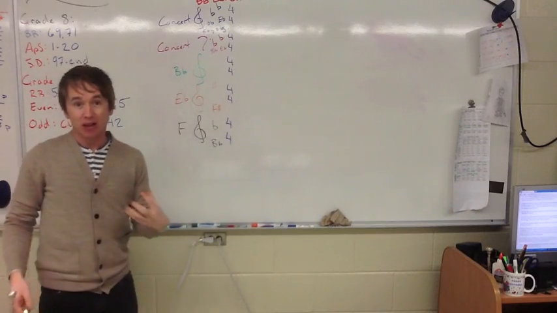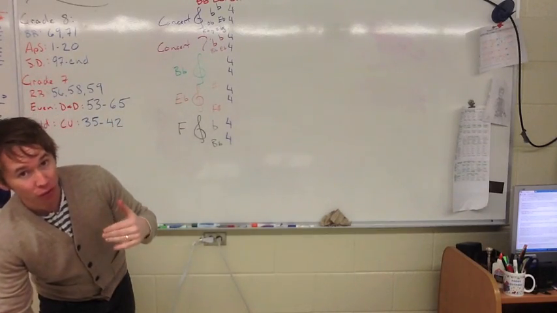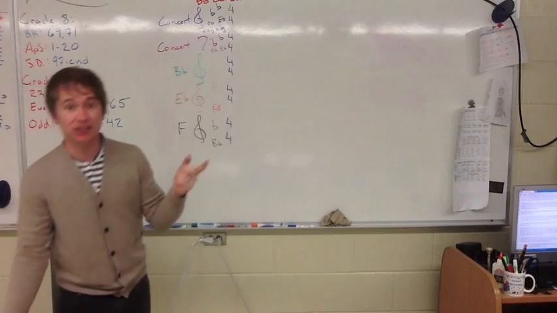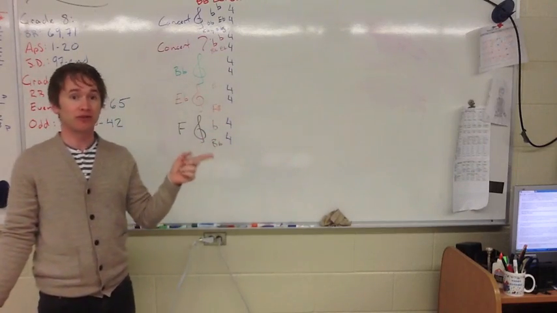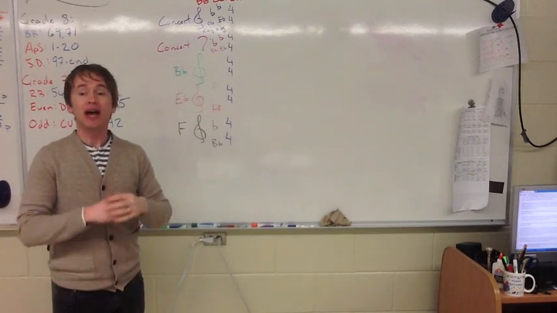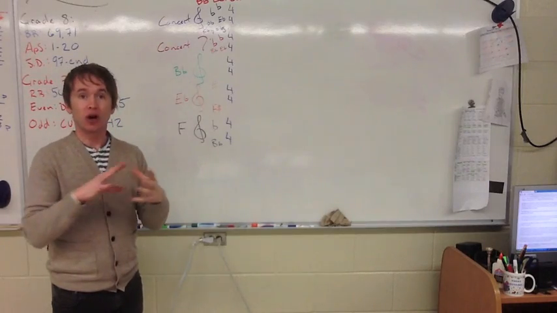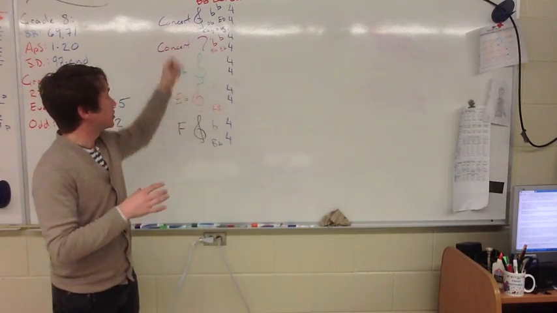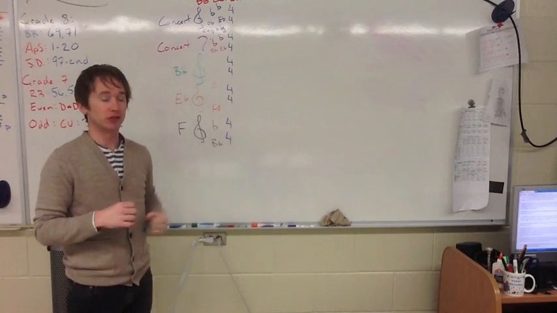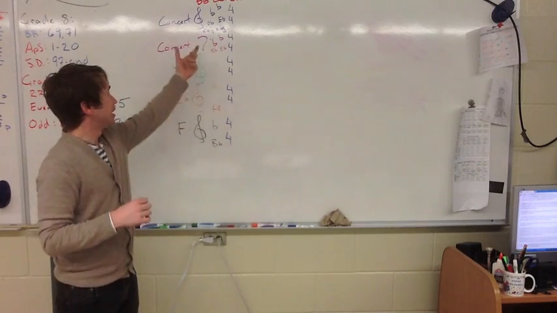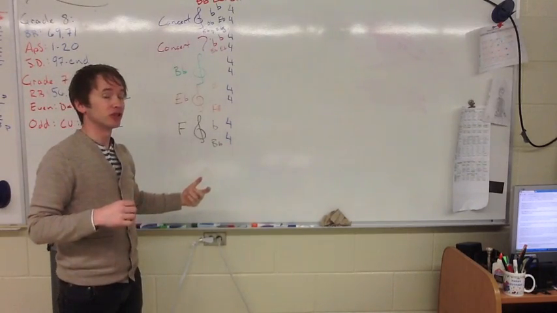You may have been singing along in your head like this. Do, re, mi, fa, sol, la, ti, do, ti, la, so, fa, mi, re, do. That order of notes is called a scale. In our class, it's called the B-flat concert scale. And it's indicated by this key signature here.